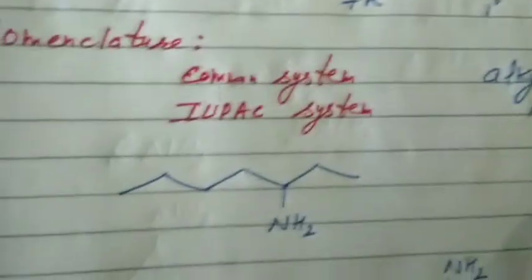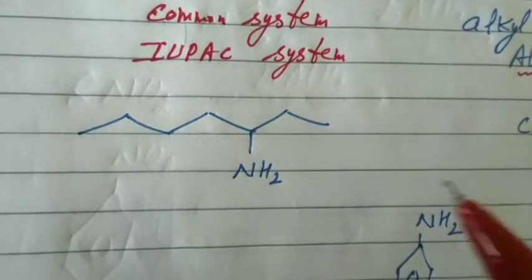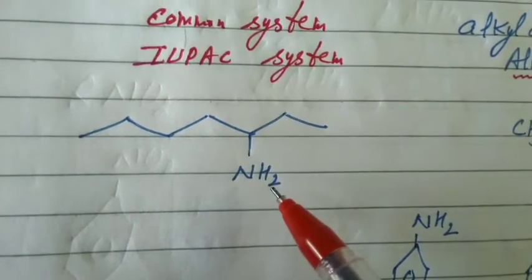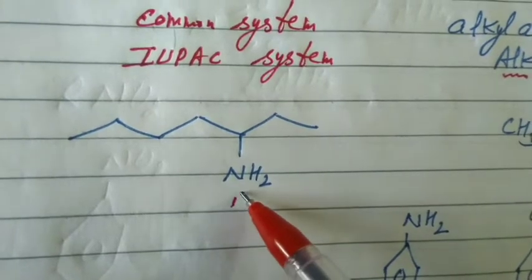Let's practice some. At first, what is the nature of this amine, students? Ammonia contains 3 hydrogen atoms. 2 are present in this compound. It means only 1 hydrogen atom is substituted. We call it 1 degree amine.